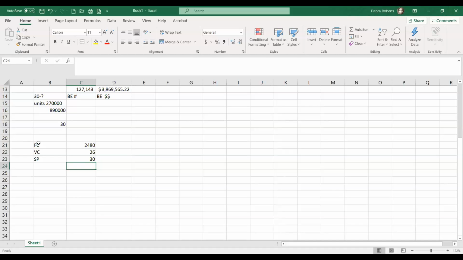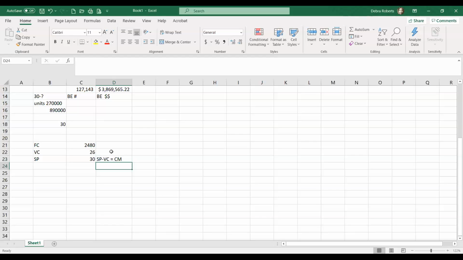So the first question then is, we're going to calculate the number of units that we need to break even. To do that, we need our contribution margin. What's our contribution margin? It's the difference between the VC and the SP. So I'm going to take the sales price minus the VC equals the CM. So far, so good? Now let's put the numbers in these little spaces.